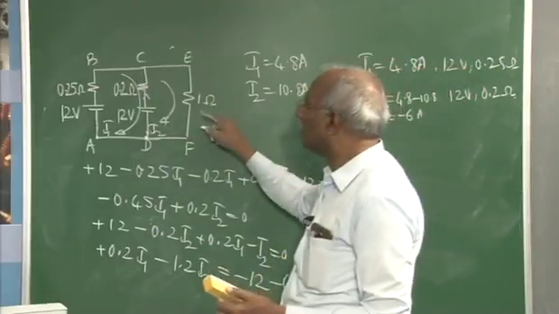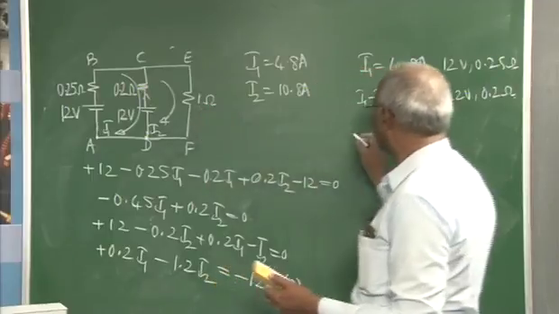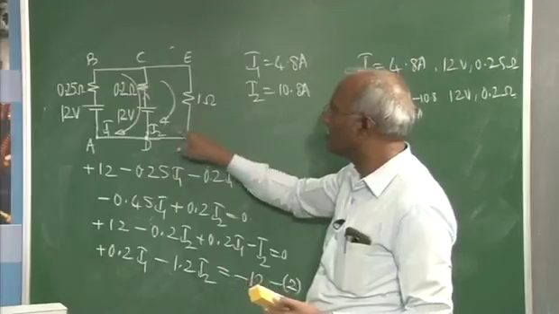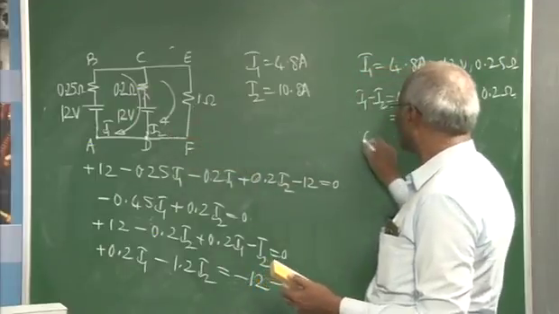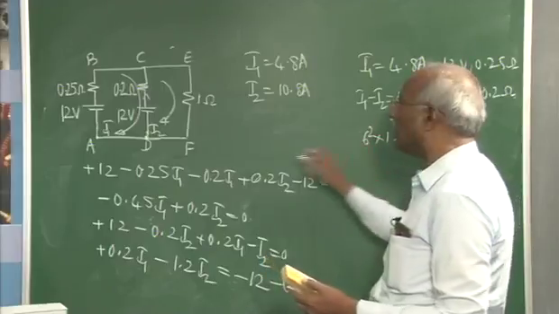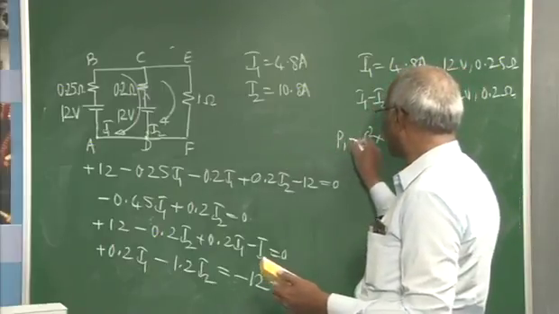And then when it comes to the power loss, the power loss in the 1 ohm resistor will be the current flowing through that, which is nothing but I2, that is 6 square into 1 will give you 36 watts. That is the power consumed by the 1 ohm resistor.